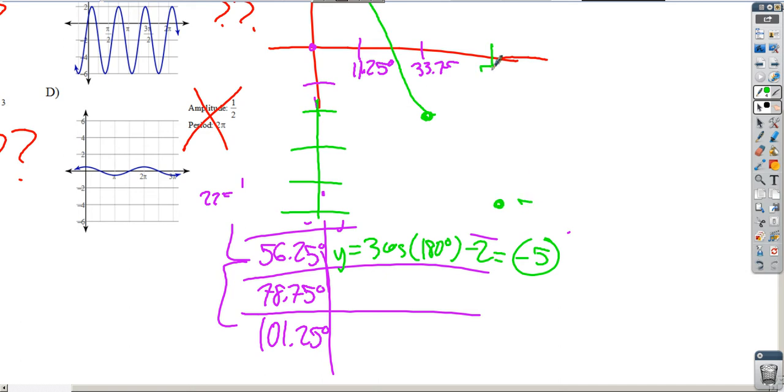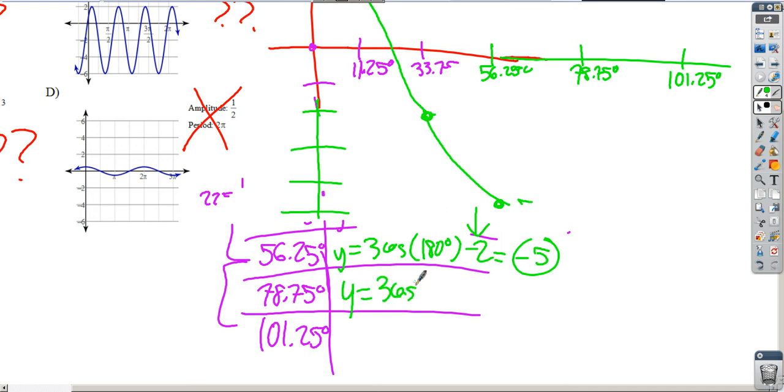This makes sense, by the way, because we're supposed to have the graph shifted down 2. That's what that minus 2 means. And that's kind of what cosine looks like. It starts at its peak and then it moves up. Okay, the next two should be 78.75 degrees, and finally 101.25 degrees, and let's just verify what happens. When we plug in 78.75 degrees, this parentheses does come out to be 270. You can verify that, but it definitely does work.